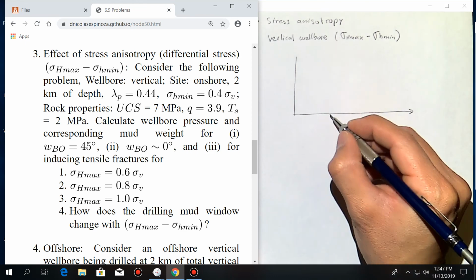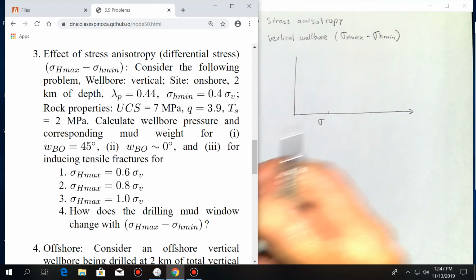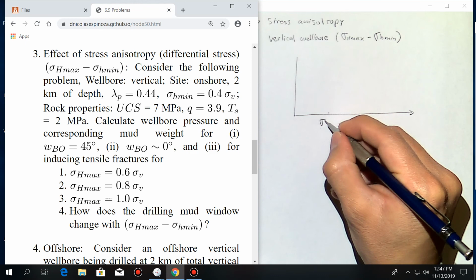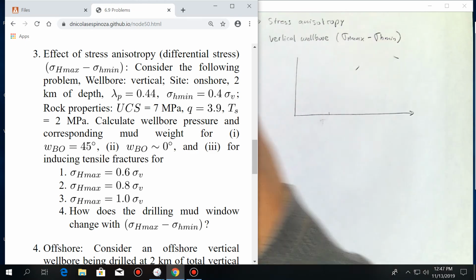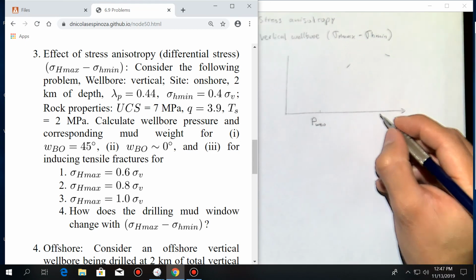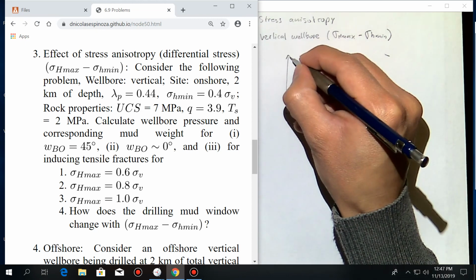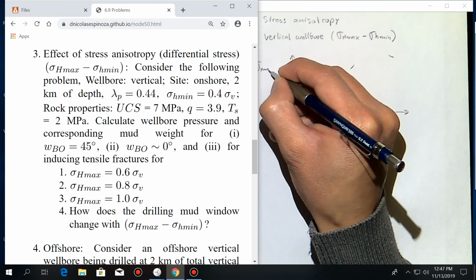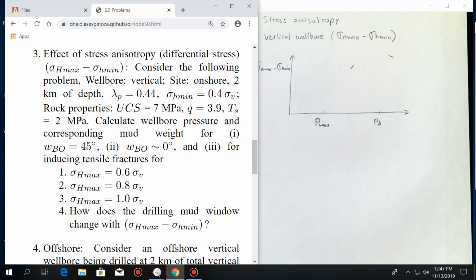And what you're going to see in this case is that when you calculate your PWBO and your PB, these are going to narrow as sigma h max minus sigma h min increases.